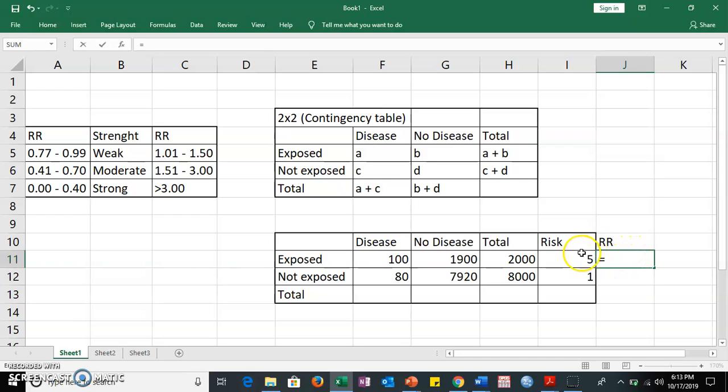ang risk nga atong na-calculate sa exposed, which is 0.05, divided by 0.01. Tama? And we get 5. That is our risk ratio.